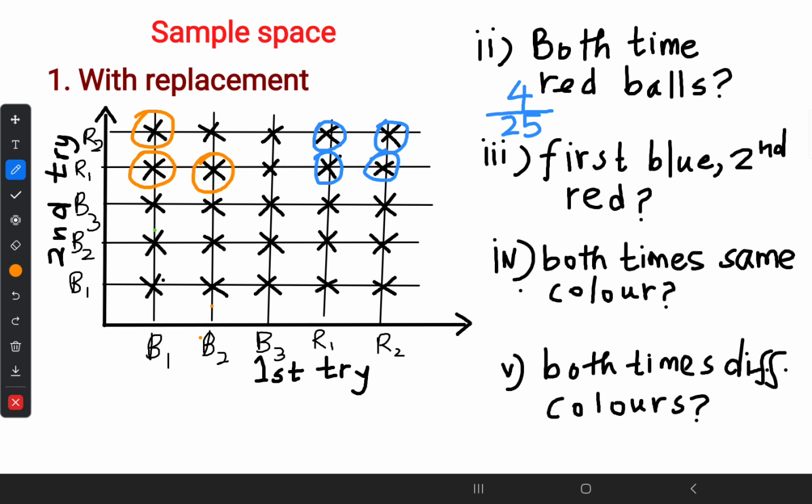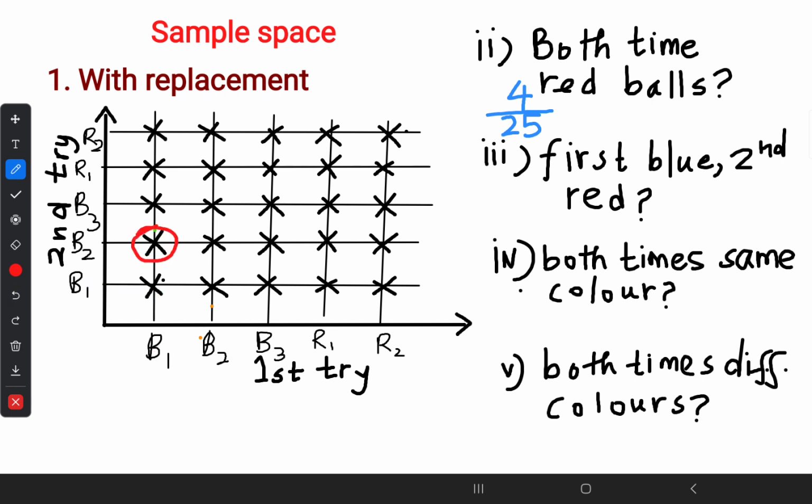Blue, red, blue, red. Here also all are blue, blue, blue, red, blue, red. First time blue, second time red. Here first time red, so we don't want them. We don't want any of these probabilities here also. First time red, no, we don't want any of them. So among 25, only 6 conditions satisfy first time blue and second time red. So this is not satisfying our condition.